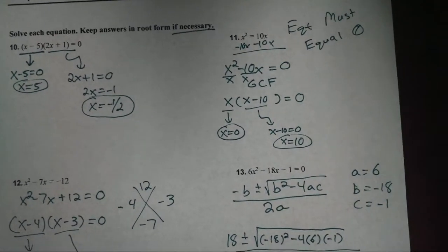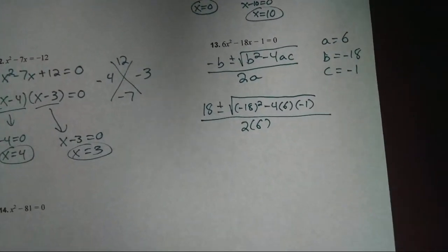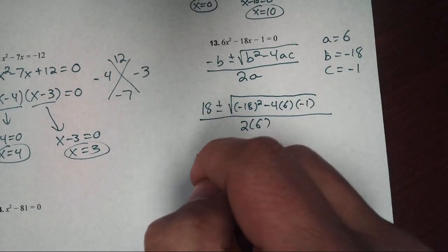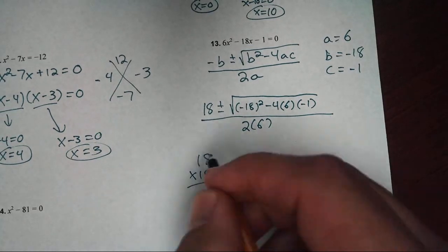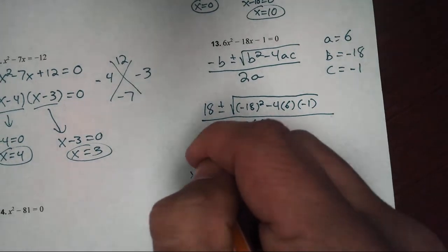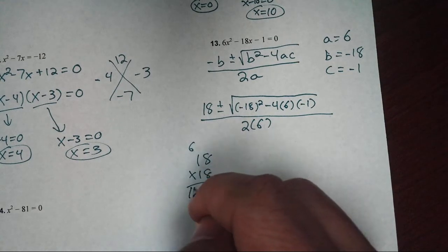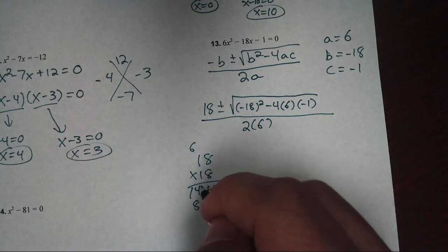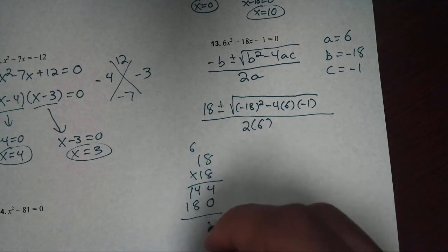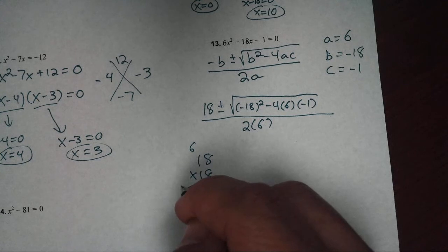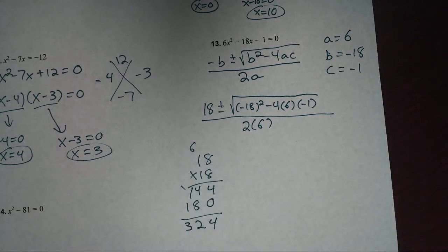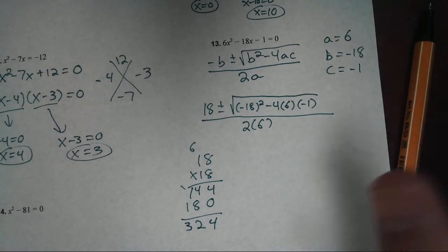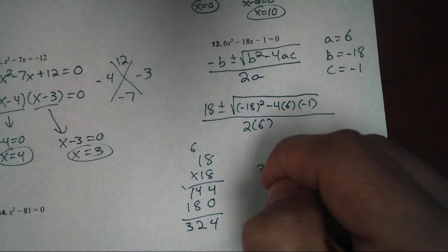So here we go. Order of operations, we're going to do negative 18 squared first. So we're going to do 18 times 18. 8 times 8 is 64, carry our 6. 8 times 1 is 8, plus 6 is 14. Move over to the 1s, we got to put our 0 in. 1 times 8 is 8, 1 times 1 is 1. Add, so 4, 8 plus 4 is 12, carry our 1, 324. So now we've got our 18 squared, so it's going to be 324.